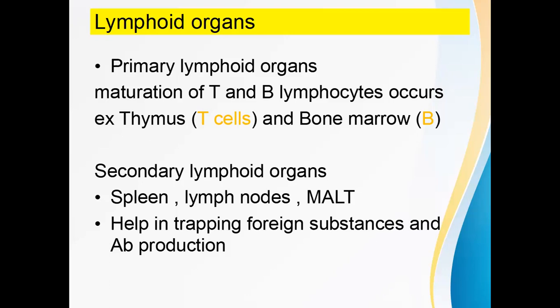The secondary lymphoid organs involve the spleen, lymph nodes, and MALT. MALT is mucosal associated lymphoid tissue. Skin, gastrointestinal mucosa, and respiratory epithelium mucosa have their own lymphoid tissues, and they help in trapping foreign substances and in antibody production.